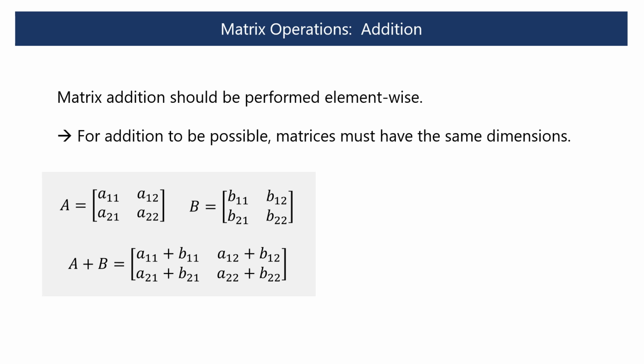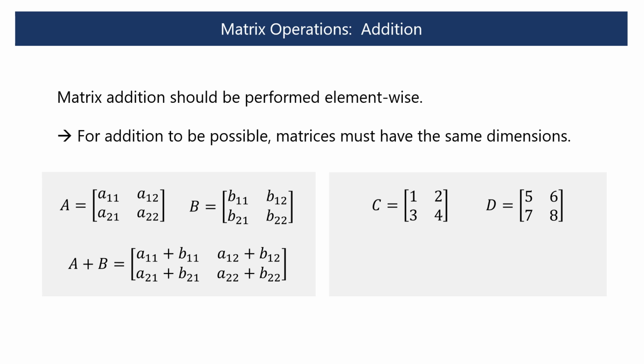We can perform several basic operations on matrices, such as addition, subtraction, and multiplication. First, let's see how to implement matrix addition. Addition should be performed element-wise, which means that the matrices must have the same dimensions for addition to be possible. For instance, if we have two 2 by 2 matrices A and B, the sum A plus B is a new 2 by 2 matrix, where each element is the sum of the corresponding elements in A and B.